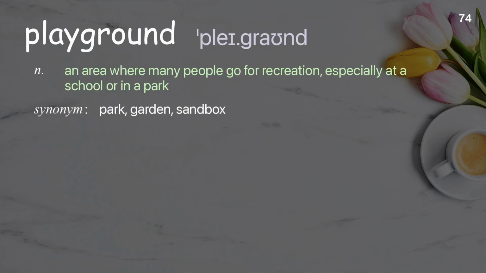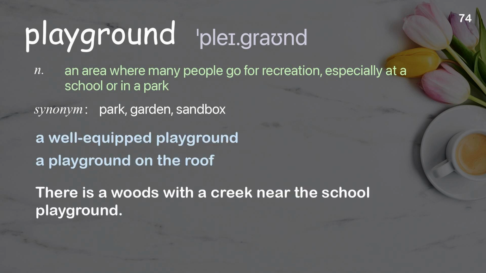Playground. An area where many people go for recreation, especially at a school or in a park. Examples. A well-equipped playground. A playground on the roof. There is a woods with a creek near the school playground.